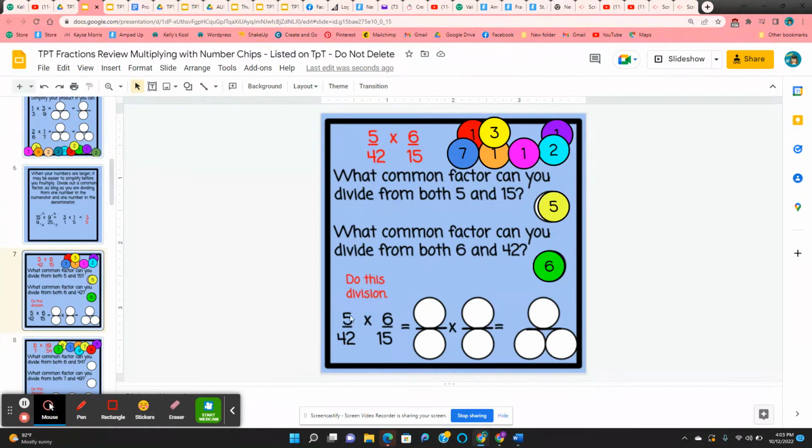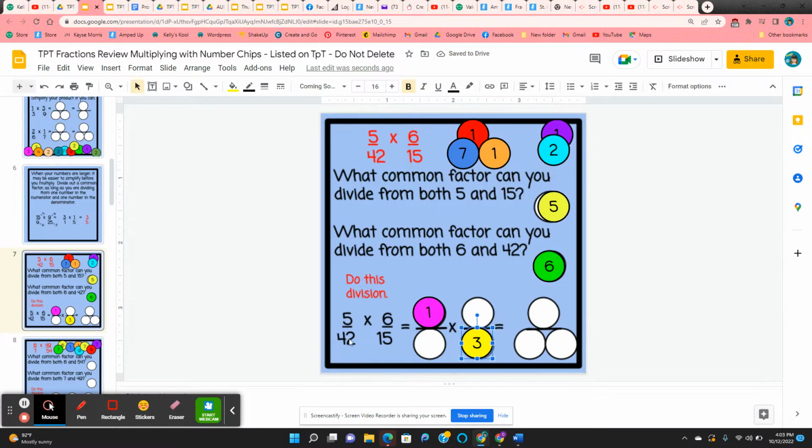5/42. If they divide out a 5, they're going to get a 1 here. And dividing a 5 out of the 15 will give them a 3. 42 and 6, they're going to divide out a 6. That would give them a 7 and a 1. Now their numbers are smaller. All they need to do now is multiply straight across, and they get 1/21. And you can see they've used every single number.